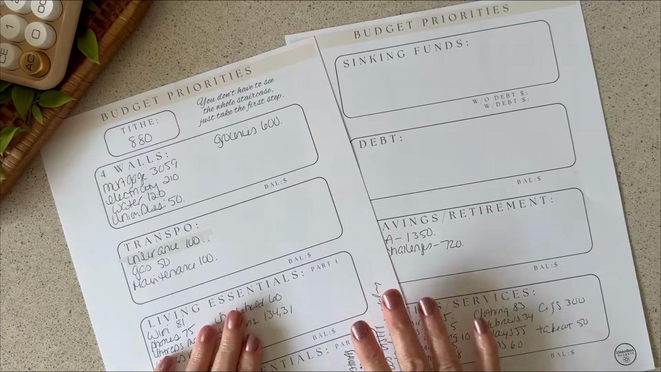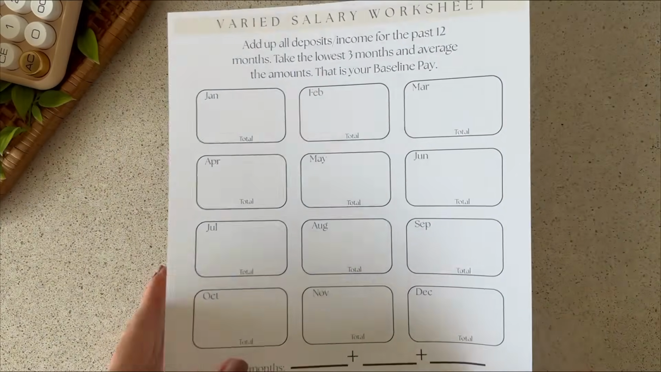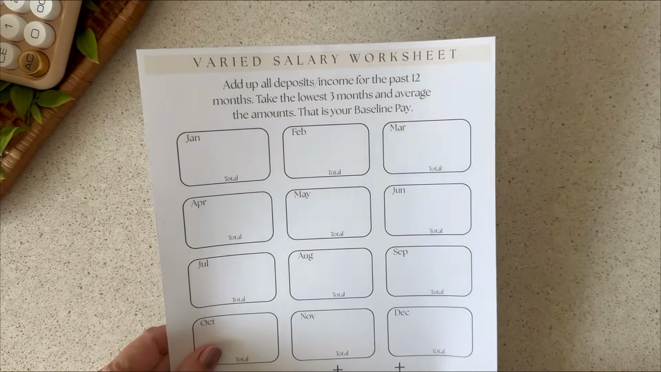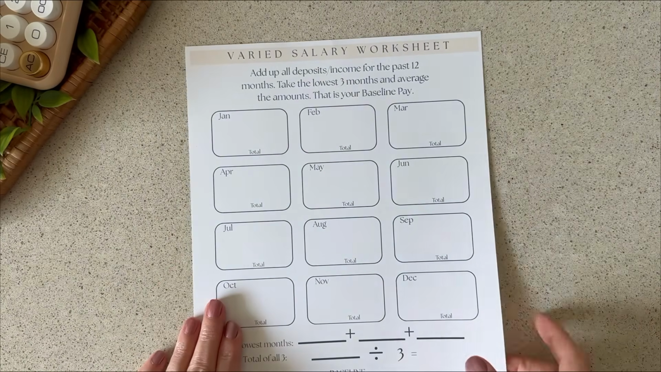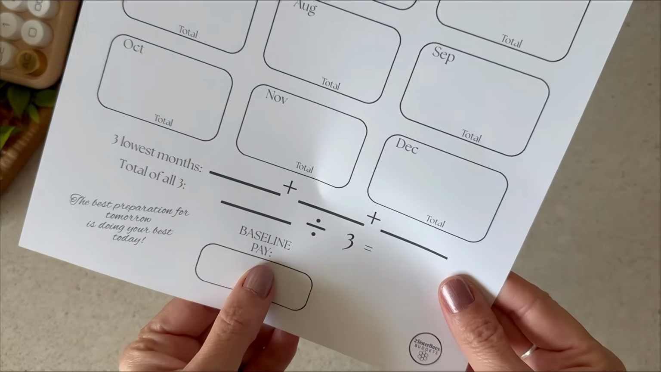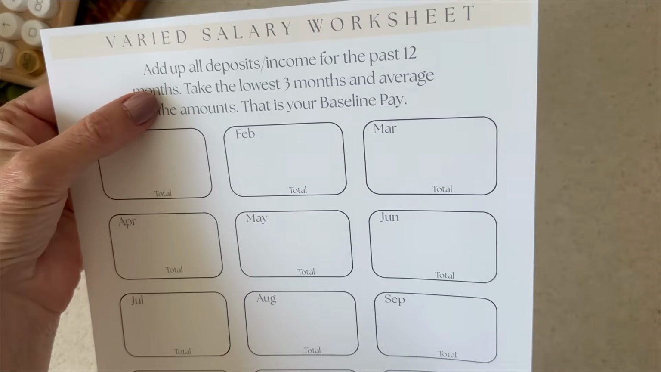Now, what if you have inconsistent or varied pay like me? Oh, you guys should know, I got you. Here is a worksheet that I made for you guys today. This is also linked below in the pinned comment. If you have an inconsistent paycheck, you're going to establish what is called a baseline pay. I want you to go online to your bank and look at all of your deposits.